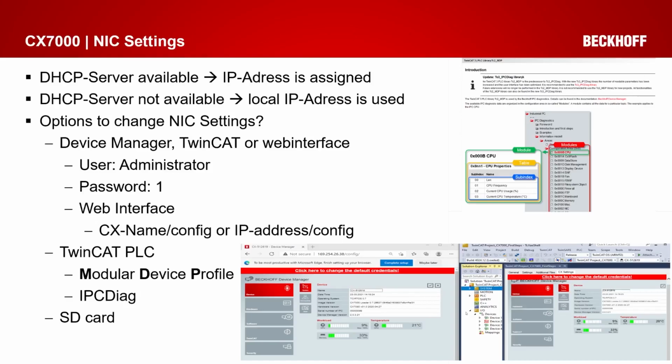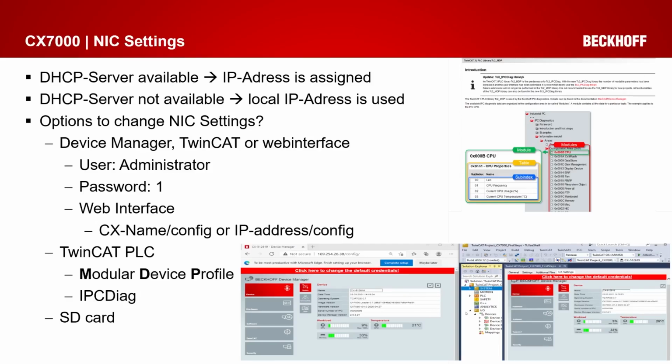In general, it is good to know which possibilities you have to change the settings of the network interface. First, you have to know if the DHCP is active or inactive. If active, the IP address is assigned. If inactive, a local IP address is used. There are several ways to make settings on the network interface.